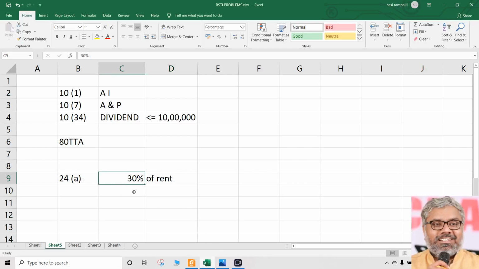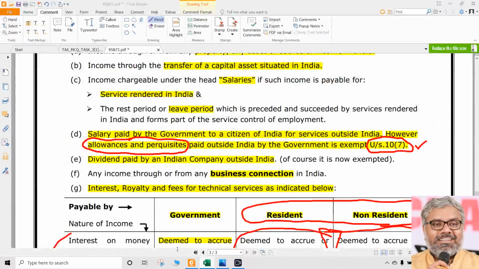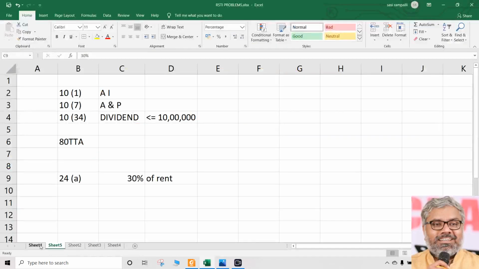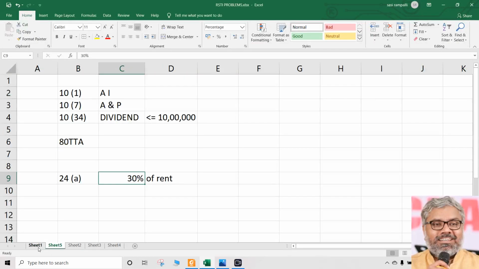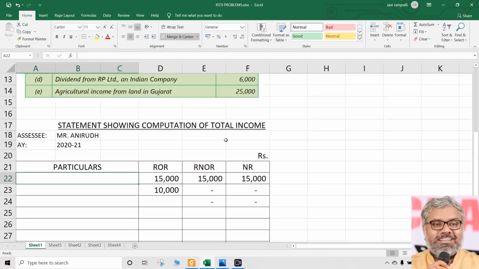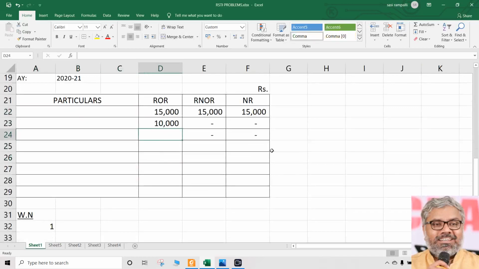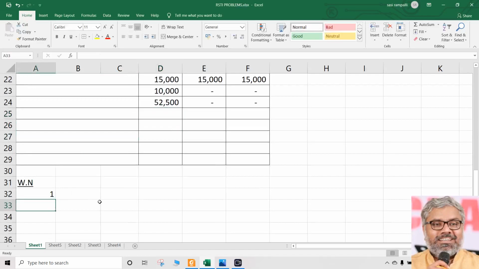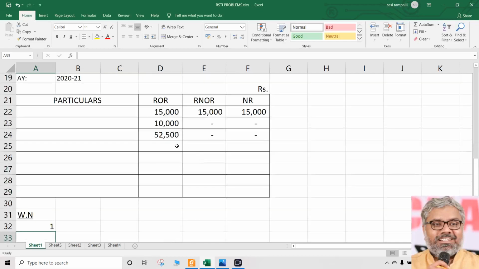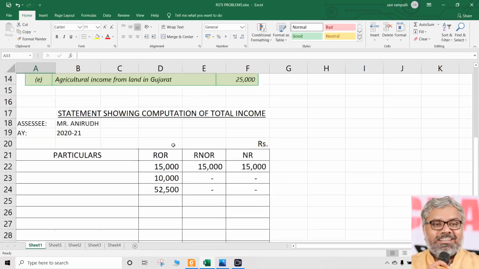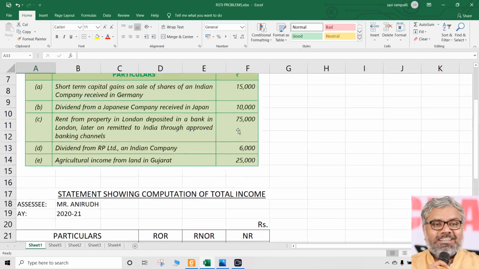So how much will be taxable then? Naturally, only 70% will be taxable. 30% will be allowed as deduction. That is section 24A. It is not exemption, it is deduction. So 75,000 is not taxable fully for ROR. If calculation is required, only 70% of that should be taxable. Or you can write in the working note separately showing 75,000 minus 30%, that is 52,500 taxable for resident and ordinarily resident.